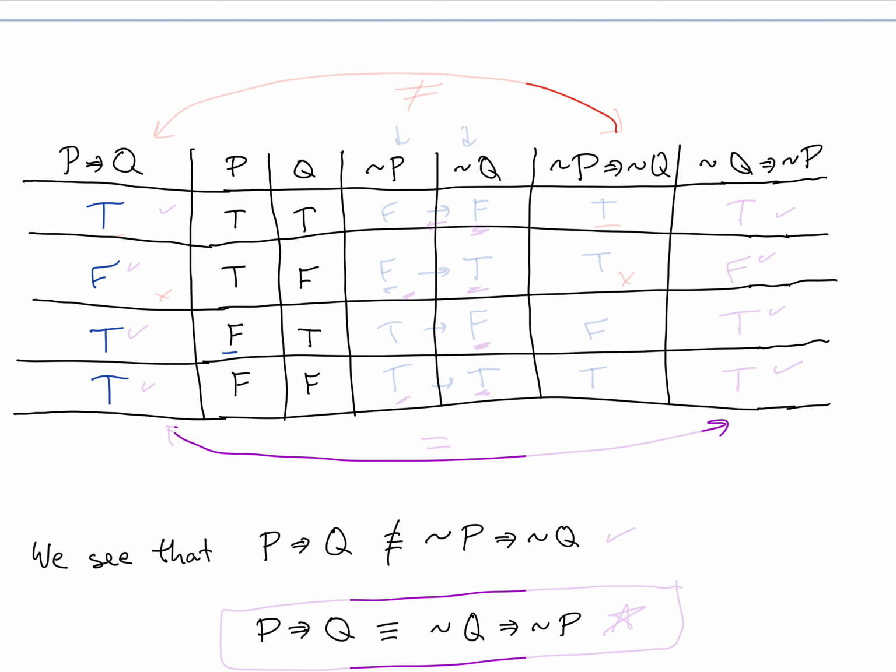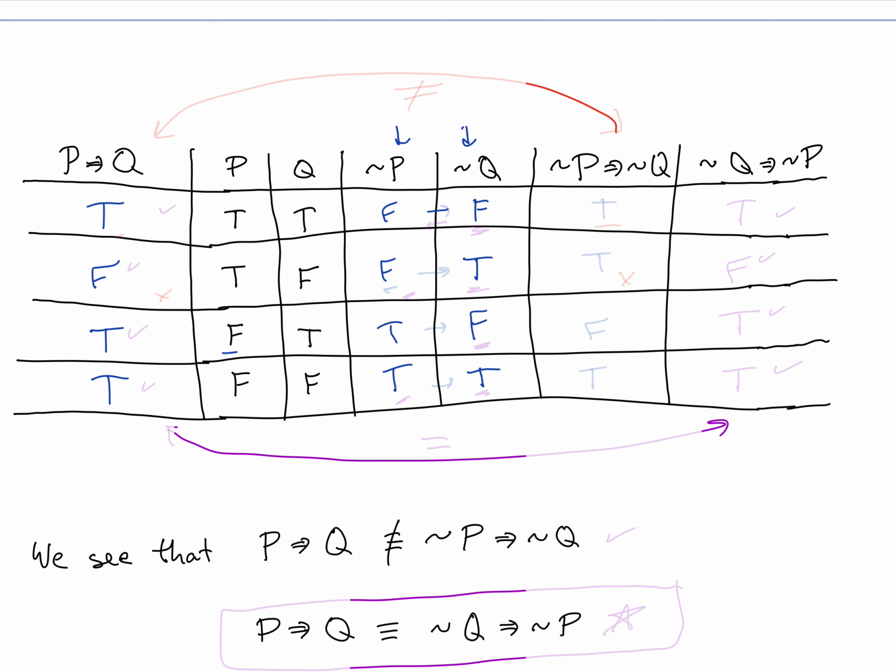Same here. To help with our other two logical expressions, we have these intermediate helper columns, and so we know that not P just has the opposite truth values of P. So when P is true, not P is false, and when P is false, not P is true. Similarly, when Q is true, not Q is false. So there we go.